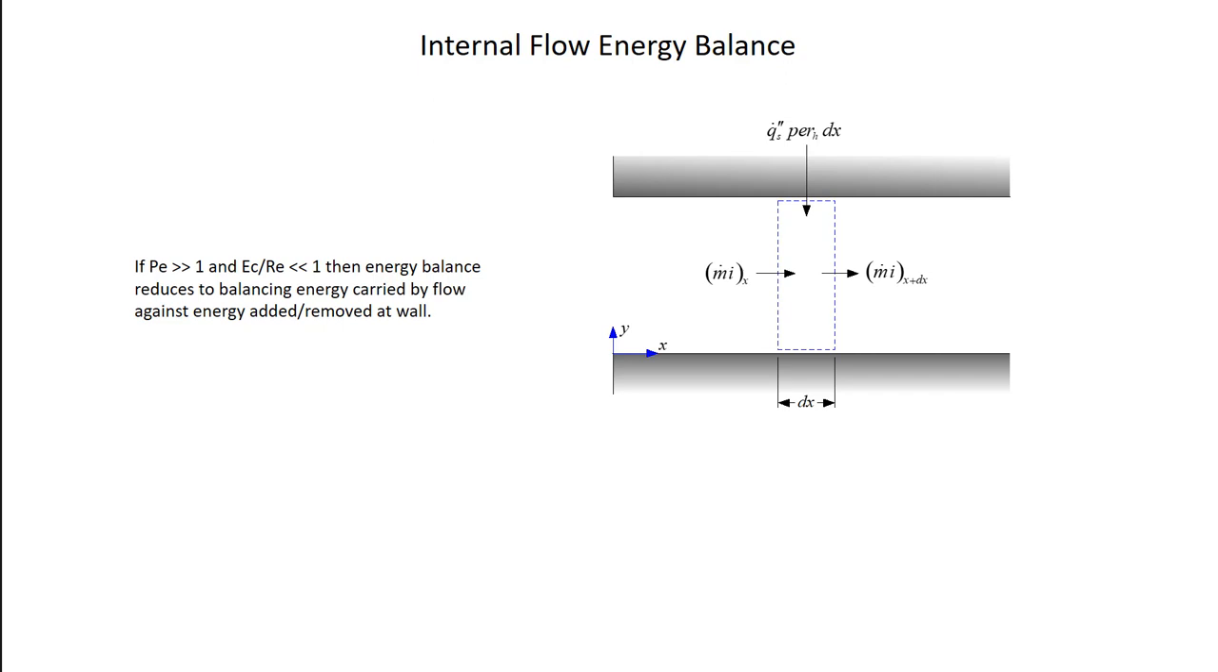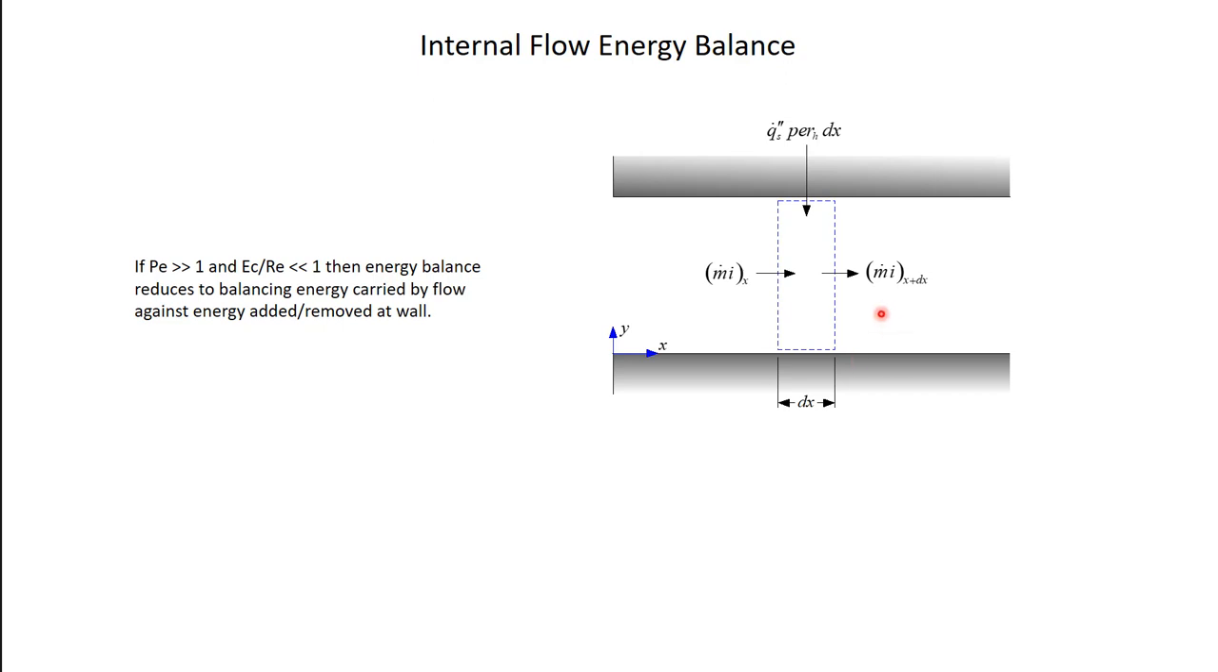This is differential in terms of x, so it's differential in the flow direction, but it extends all the way across the cross section of the duct in the other dimensions, right? So it's the same control volume that we used when we were trying to figure out the pressure gradient and how it was related to the shear stress and the momentum of the fluid.